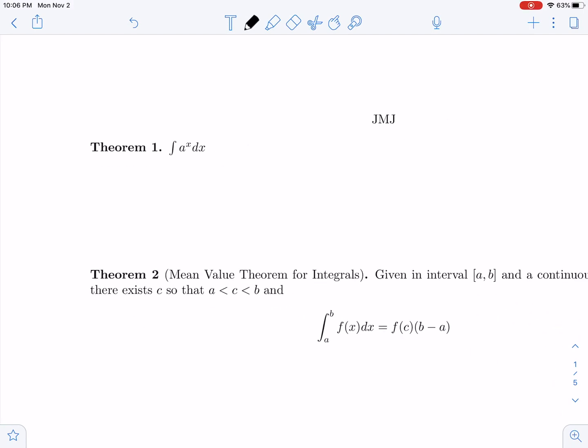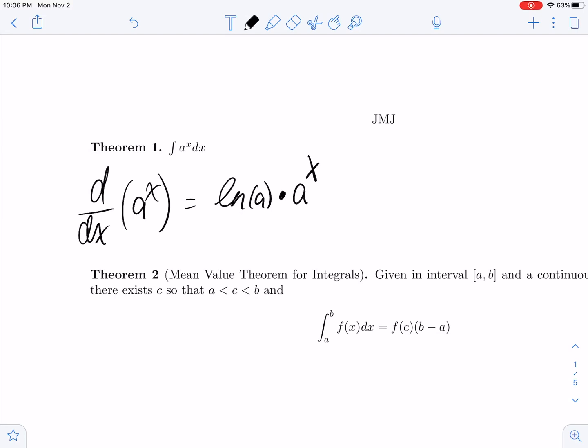And there's a couple ways to see what it is. One way is from the derivative, and one way is doing kind of a creative u substitution. But I think the easier way to see it is from the derivative. So if you remember, the derivative of a to the x is ln of a times a to the x. All right, that's the rule from last time.